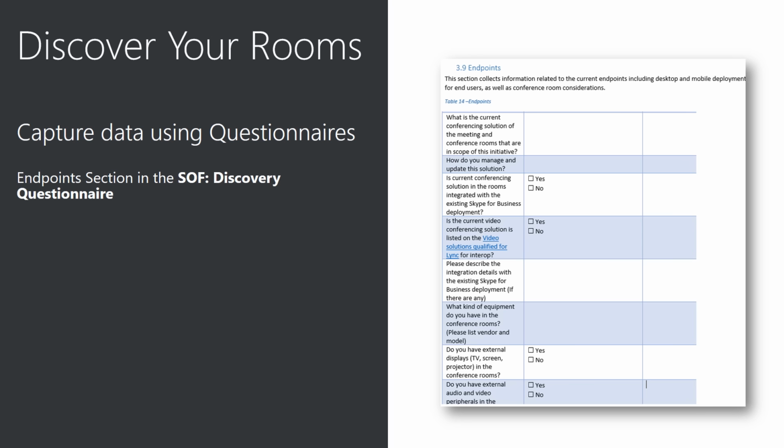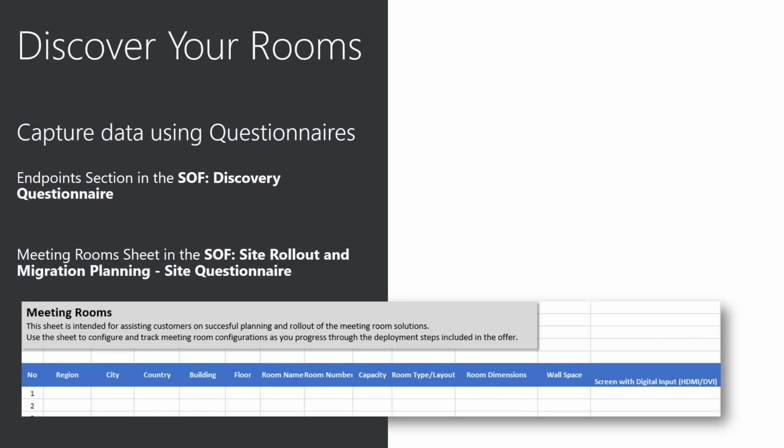Within the device rationalization workshop, go through the endpoint section of the discovery questionnaire with the project team and get an overall view of the meeting rooms of the organization. If the project team is interested in Skype-enabled meeting rooms after you deliver the workshop, you need to work with the project team to get the meeting room section in the site questionnaire filled out for a detailed inventory of all the rooms.